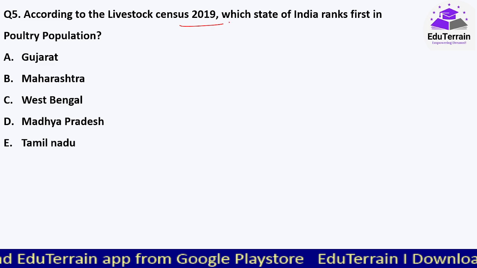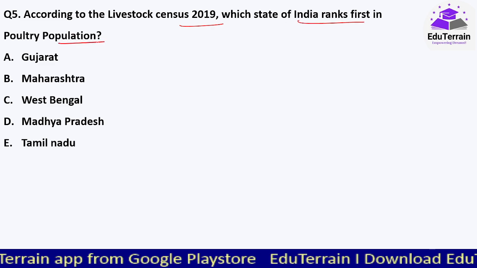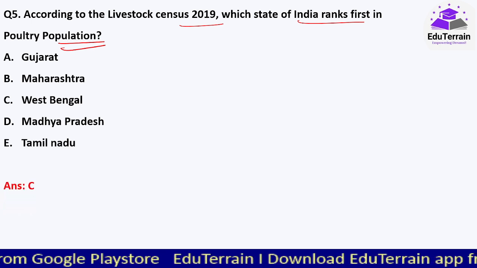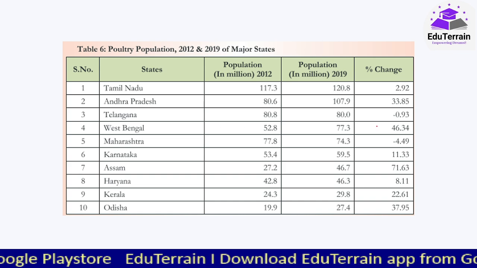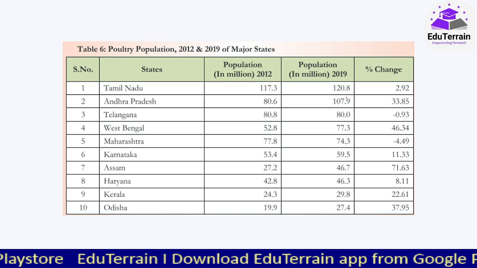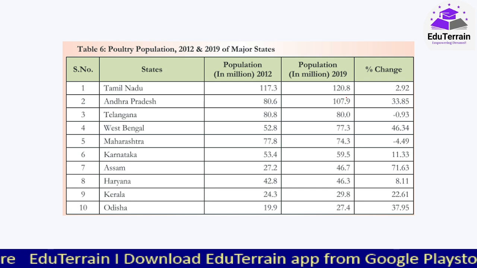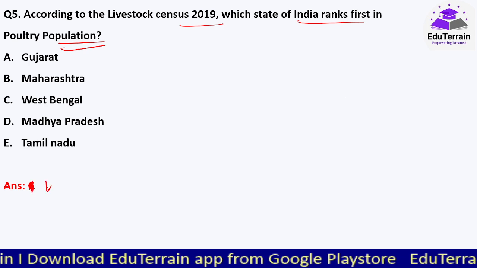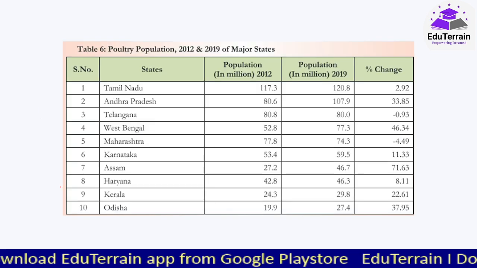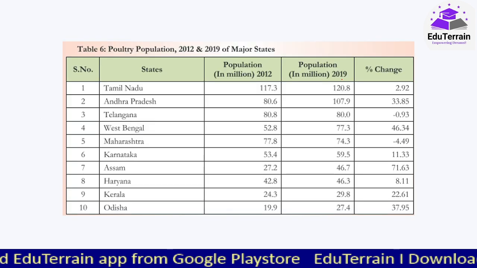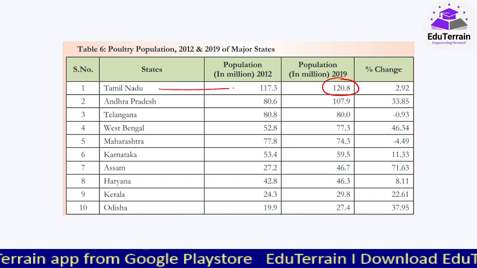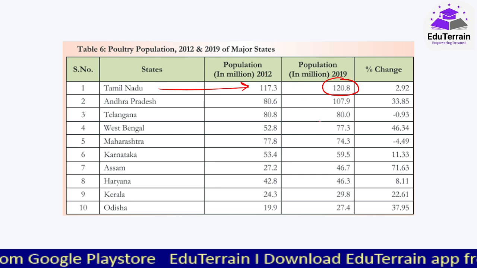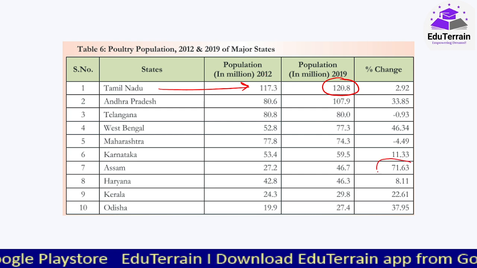According to livestock census 2019, which state of India ranks first in poultry population? When we talk about poultry population, it is West Bengal here, as you can see here. So sorry, percentage change, it is West Bengal. No, it is Assam. Sorry, it is not West Bengal. I'm sorry, it is Tamil Nadu. I don't know where I was thinking. See, this is our Tamil Nadu. Since the last census also it is leading, but the maximum growth observed was in Assam.